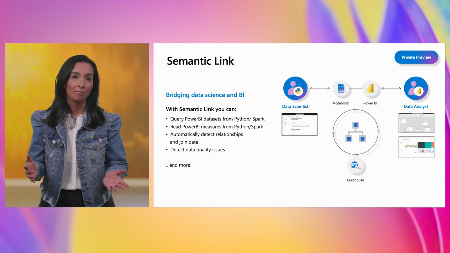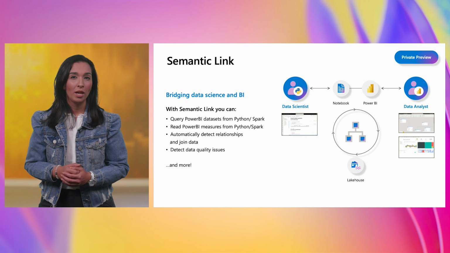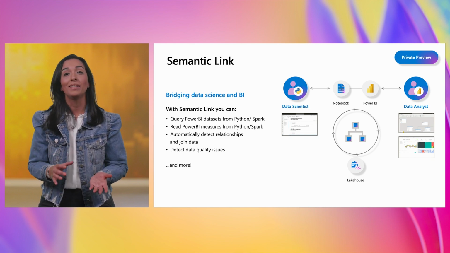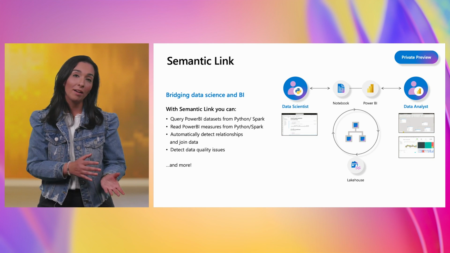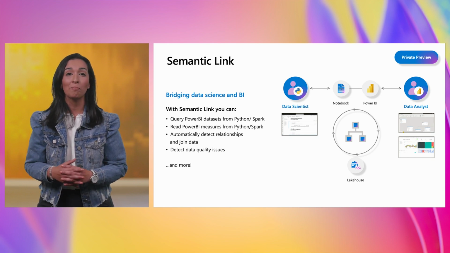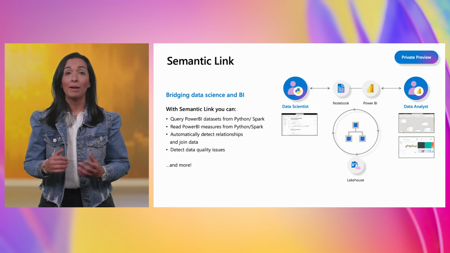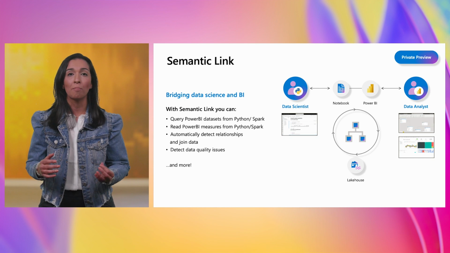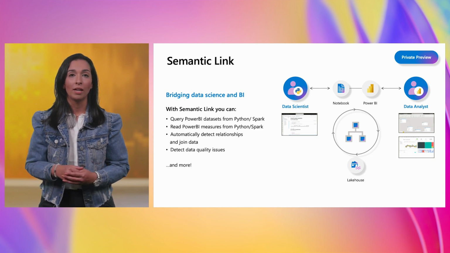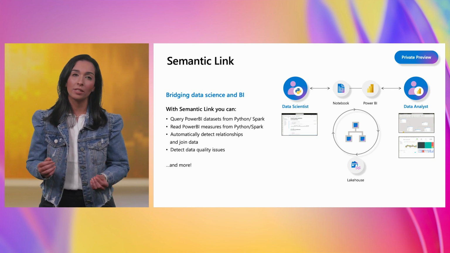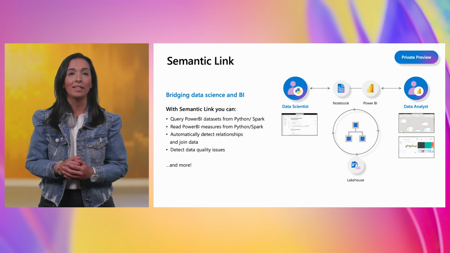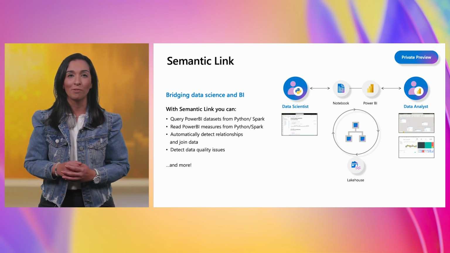But what does this mean? In the next demo, we will look at how Semantic Link helps to ease the collaboration between a data analyst using tools like Power BI and a data scientist using tools like Python and Spark. With Semantic Link, you will see how notebook users can explore Power BI datasets from Python and Spark SQL. This includes things like tables, calculated columns, but also access to measures. Users can explore, query, and validate the data in Power BI directly from notebooks.